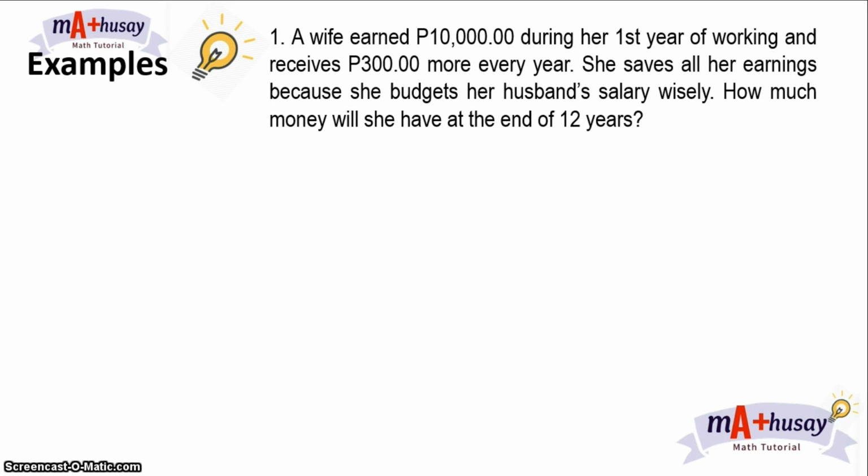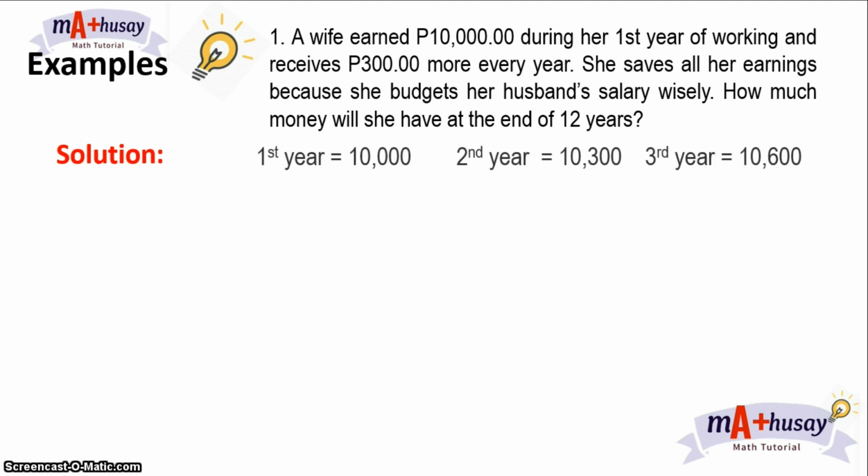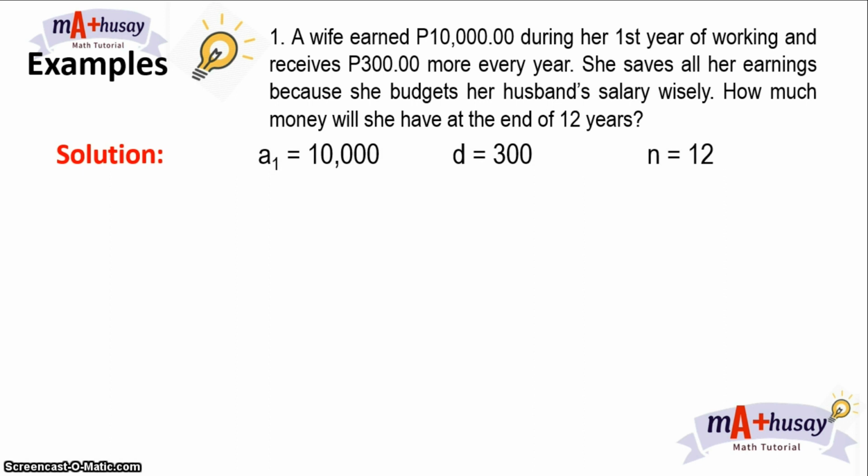Let's analyze the problem. We know that a wife saves 10,000 pesos in the first year, and since she receives an additional 300 pesos year after year, in the second year she will save 10,300. On the third year, she will save 10,600. This is because she saves all her earnings and each year she receives an additional 300 pesos, right? So, we know that the first term in the given sequence is 10,000, the common difference is 300, and the number of terms that we are talking about is 12.